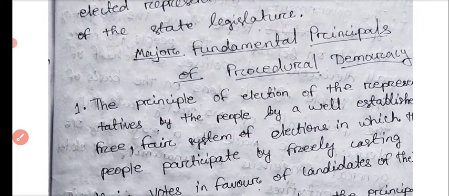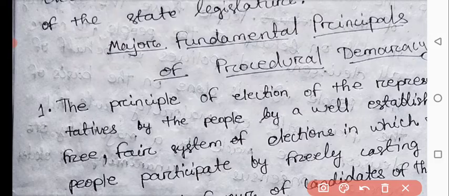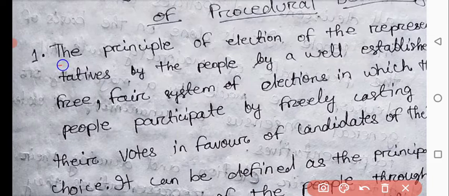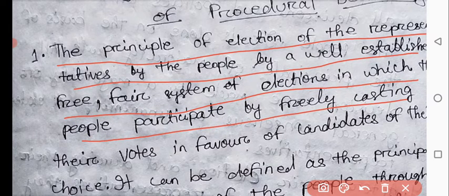तो अब देखिए प्रोसीड्यूरल डेमोक्रेसी के मेजर फंडामेंटल प्रिंसिपल्स कौन कौन से हैं। पहला प्रिंसिपल है द प्रिंसिपल ऑफ इलेक्शन ऑफ द रिप्रेजेंटेटिव्स बाय द पीपल बाय ए वेल एस्टाब्लिश्ड फ्री फेयर सिस्टम ऑफ इलेक्शन, in which the people participate by freely casting their votes in favor of candidates of their choice.